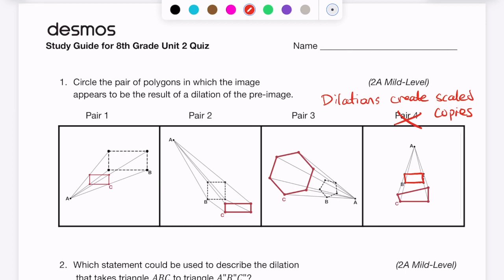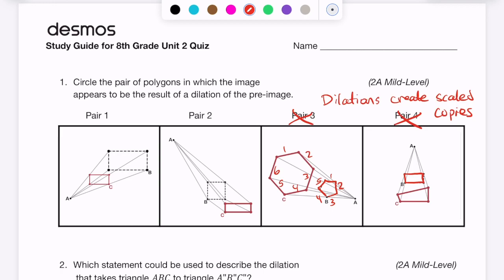If you look quickly at pair 3, you might think that those are the same shape, but the preimage here appears to be a pentagon, 1, 2, 3, 4, 5 sides. And then this is a hexagon, 1, 2, 3, 4, 5, 6 sides. So again, those aren't the same shape. They're not scaled copies, so it can't be pair 3.